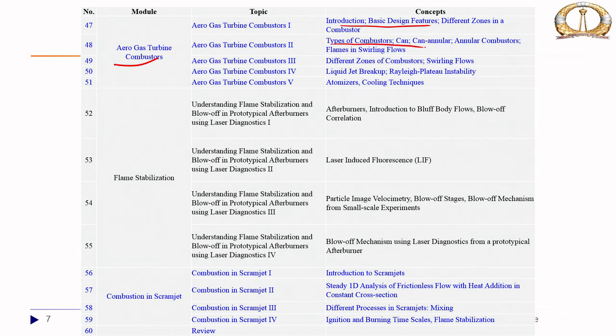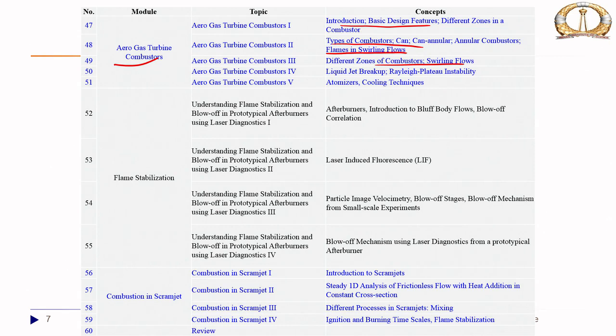We looked into the different types of combustors, can annular combustor, and we looked into the flames in swirling flows. And then we looked into the different zones of the combustors, the primary zone and the dilution zone mainly, and how those can be coupled to achieve the desired pattern factor, which is very important for the life of the turbine. Okay. But of course, these aero gas turbine engines work with liquid fuels.